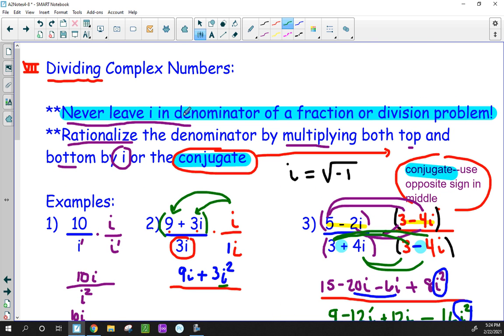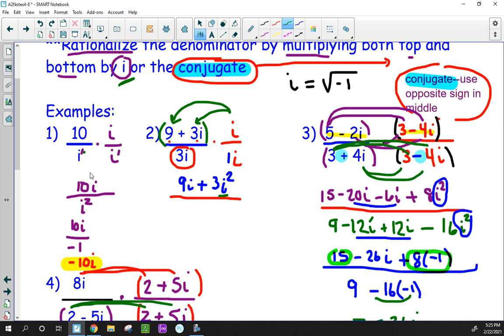Okay, so that's how you divide complex numbers. You'll either have to multiply by i if there's a single term, like example 1 and example 2, or you'll have to multiply by a conjugate if it's like example 3 or 4 where you have 2 terms on the bottom.